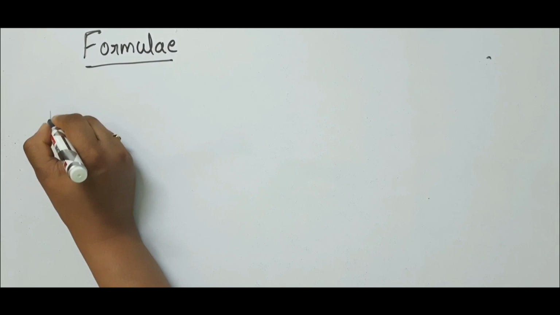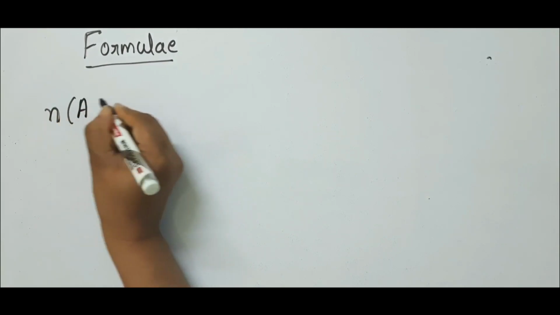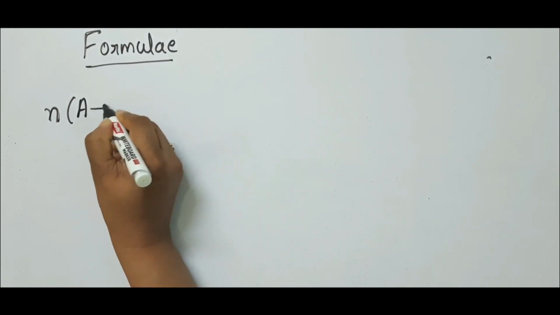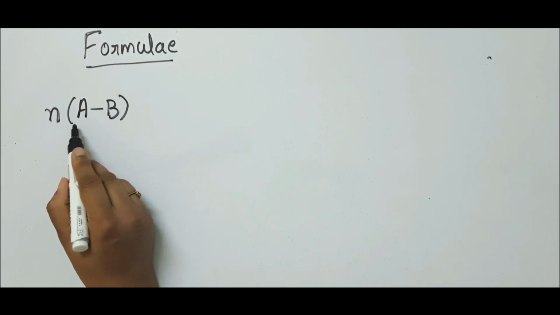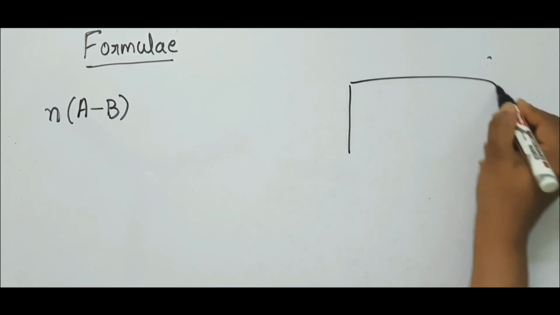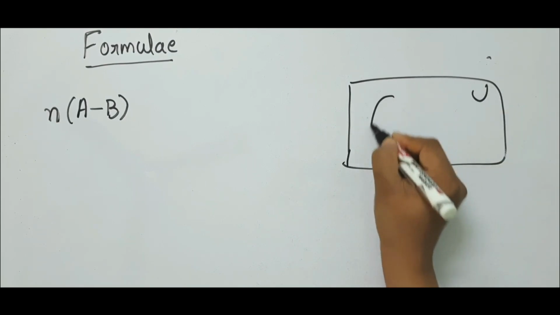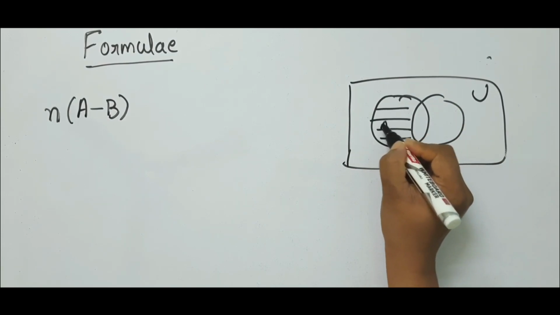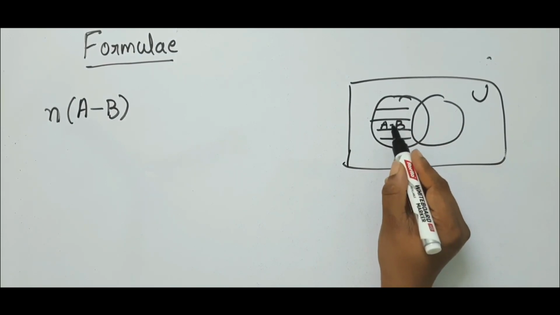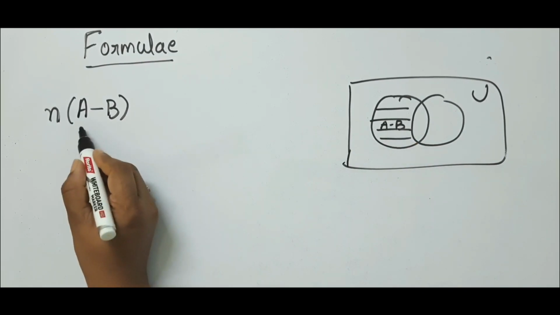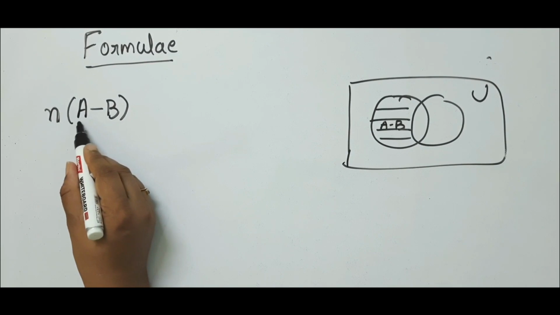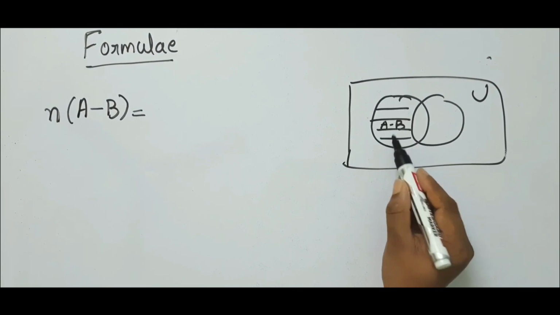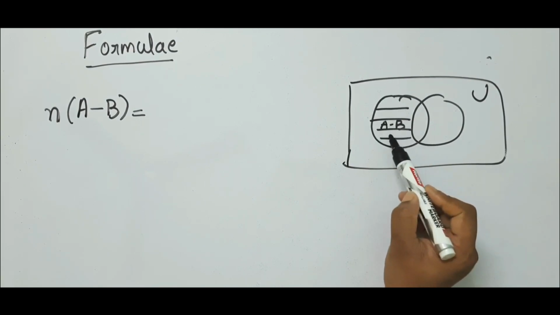If you want the number of elements in A minus B, that is the difference of 2 sets. Okay. If you draw a Venn diagram, how will it be? This will be the universal set and set A and set B. If these 2 are the sets, this part indicates A minus B. Is it not? So the number of elements in this part we need. So we have to concentrate on the set A. As it is mentioned A minus B, we have to concentrate on set A. Then first you have to count the number of elements in set A. Is it not? So we will count the number of elements here and here.